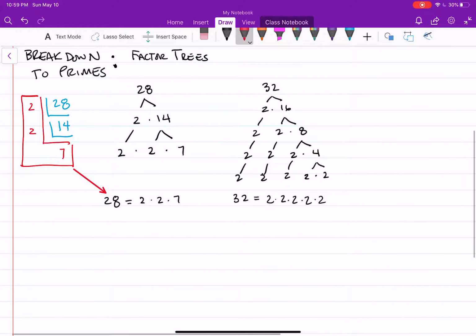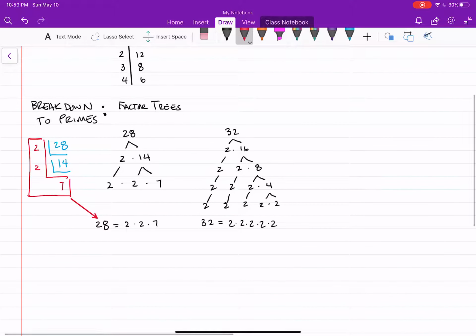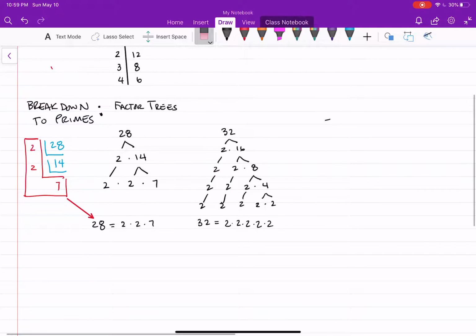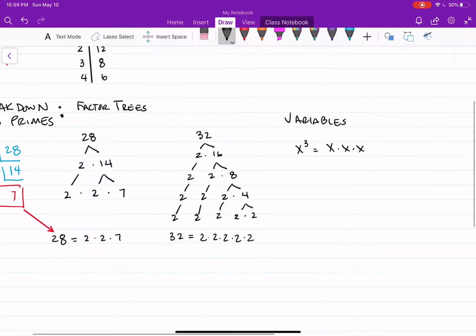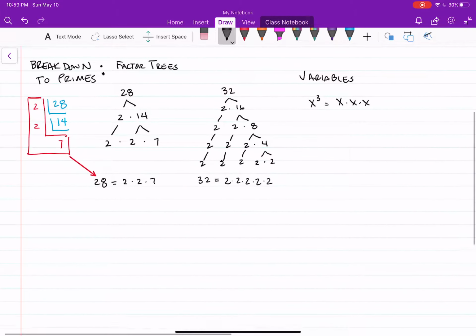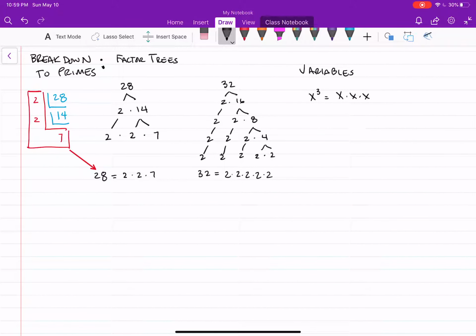So that's one thing. These are with numbers, but if I was to do it with variables, that'd be easy. Because if I had x to the third, that would just break down to x times x times x. So variables are very easy to break down to primes, but numbers are a little bit tougher to do.